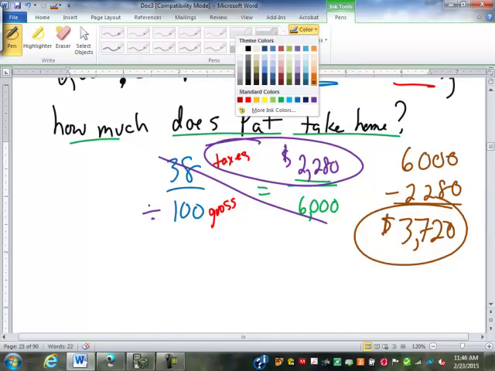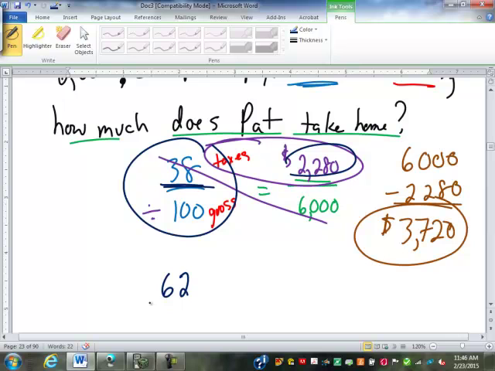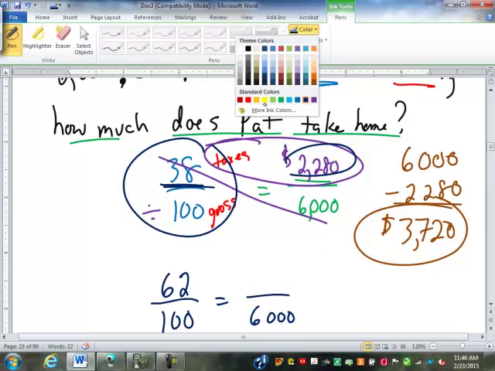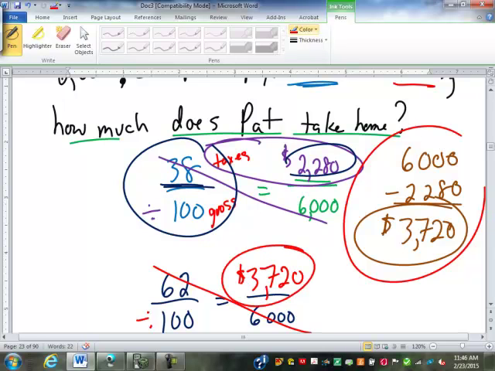Now, the other way we could have approached this problem, rather than finding the dollar amount and adjusting there, is we could have worked with the percents. We could have said, hey, if Pat pays 38% in taxes, that means 100 minus 38%, or 62%, is what she gets to keep. So instead of finding 38% and subtracting it out like we did here, we could just find 62%. And that would give us $3,720 in a single cross multiplication.